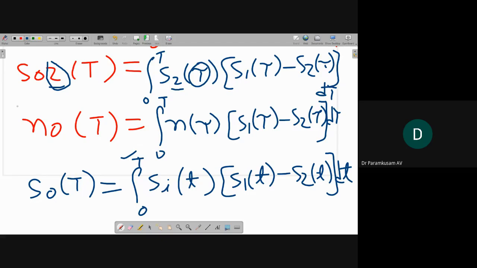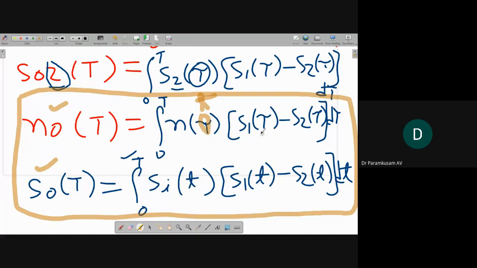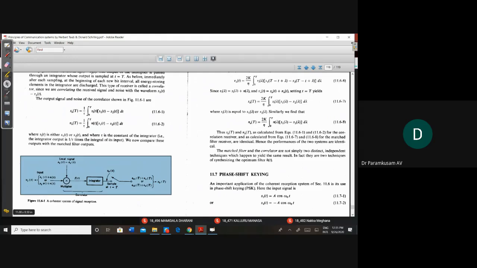Okay, these are the final expressions for s0 of t and n0 of t. In place of tau, you can write t, no problem. Then n of t into s1 of t minus s2 of t dt. So these are the expressions for the signal component and noise component of the correlator when s1 of t or s2 of t is transmitted.